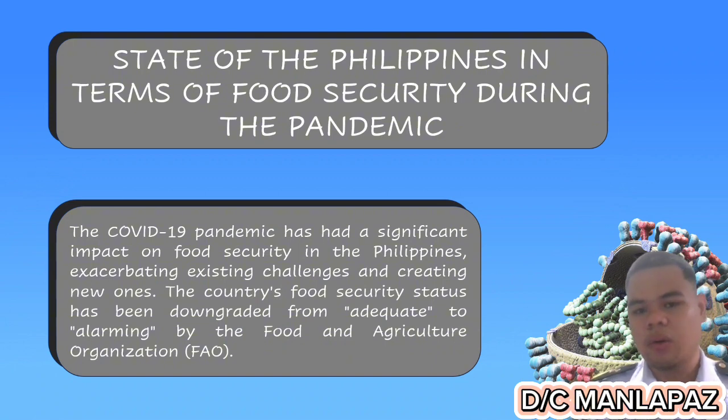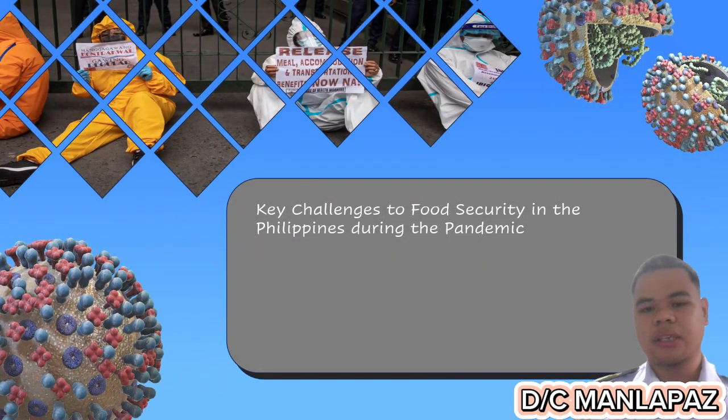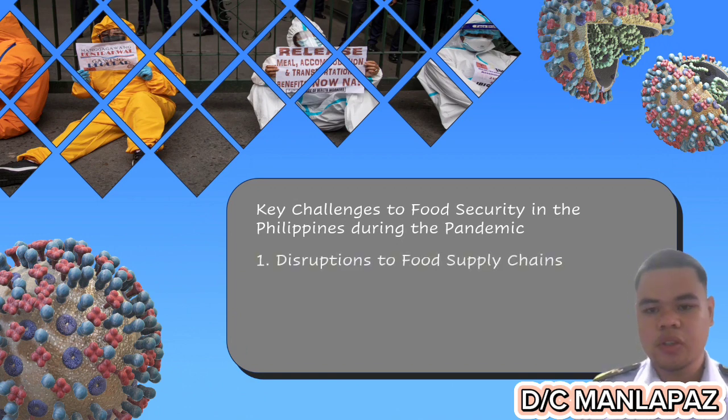So the key challenges to food security in the Philippines during the pandemic are, first, disruption to food supply chains. The pandemic-related lockdowns and restrictions on movement disrupted food supply chains, leading to shortages of essential goods and increased food prices. Farmers were unable to transport their products to markets, and consumers faced difficulties accessing food due to limited mobility and reduced income. Next is loss of employment and income.